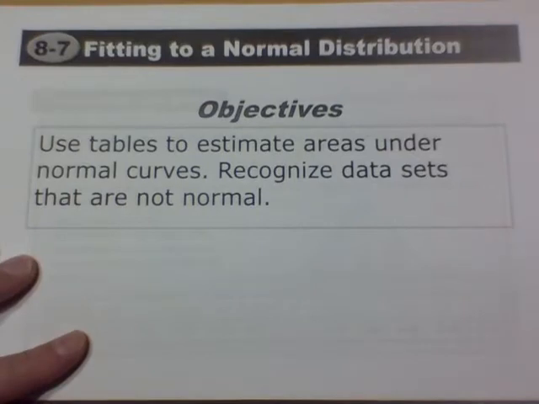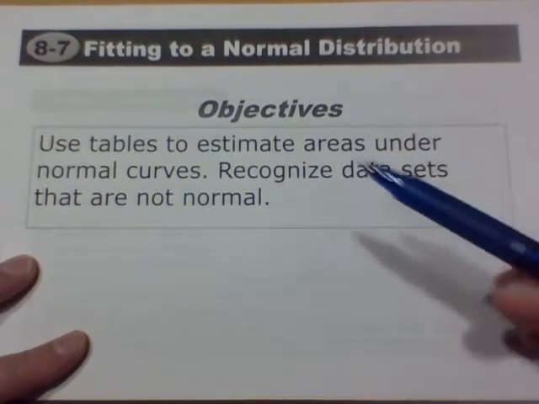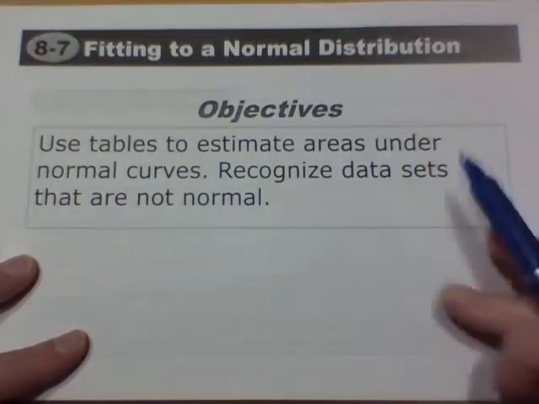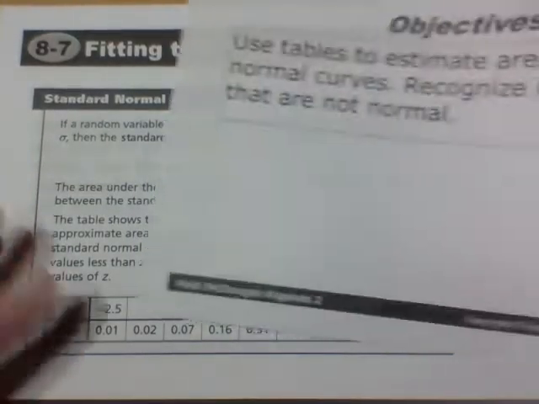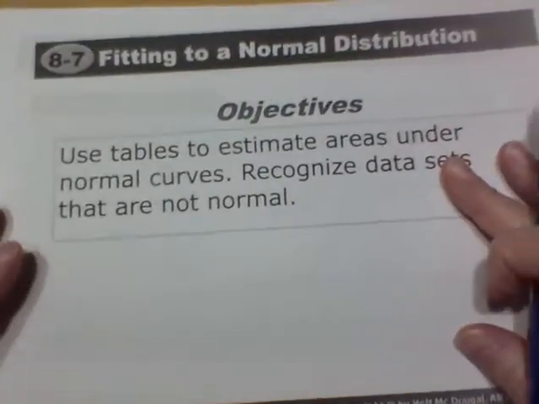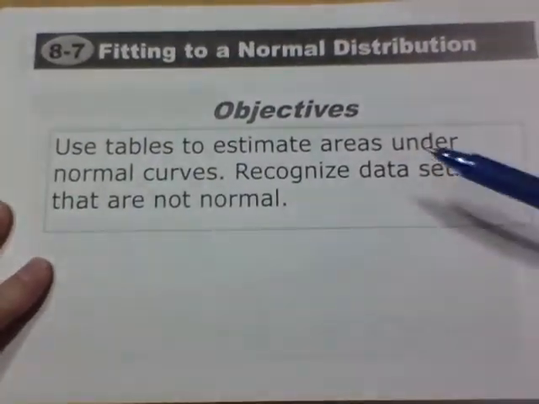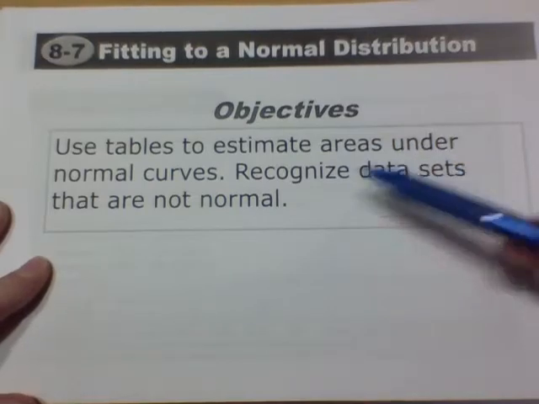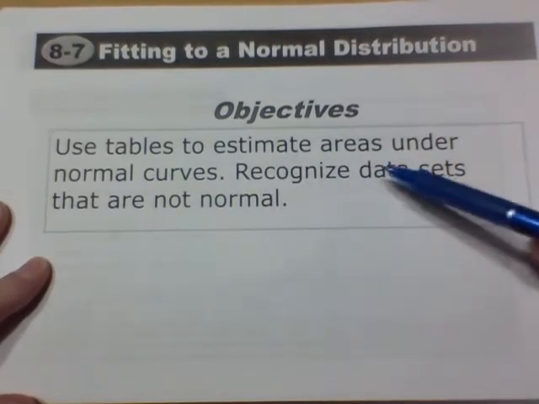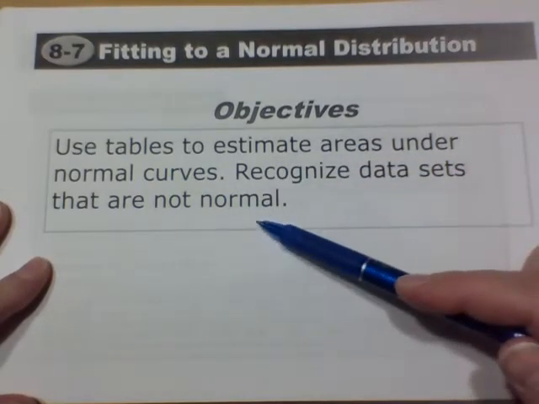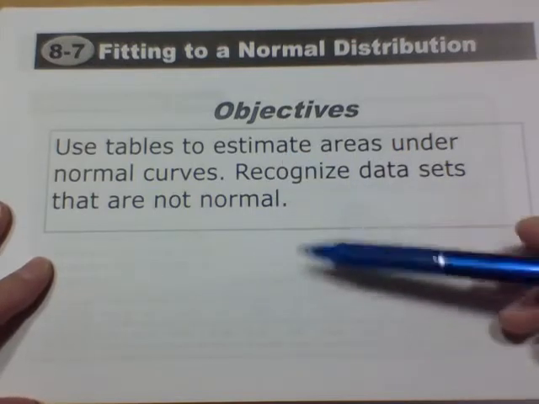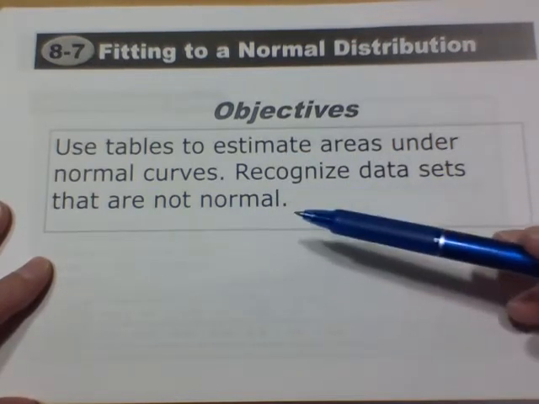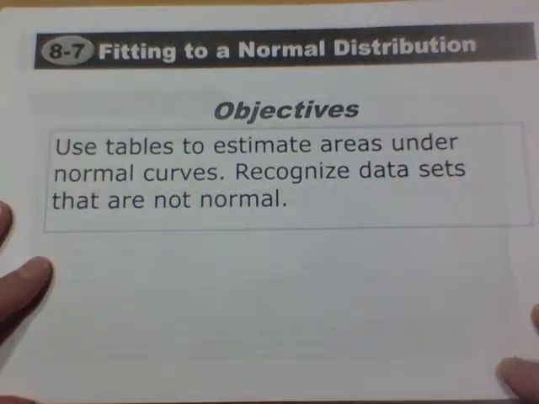As we look through this, we're trying to fit to a normal distribution. Jumping ahead, the normal distribution is this bell curve that we like to talk about a lot in statistics. We are going to use tables to estimate areas under normal curves and recognize data sets that are not normal. So again, we're going to estimate probabilities and talk about how data might fit this bell curve and may not.